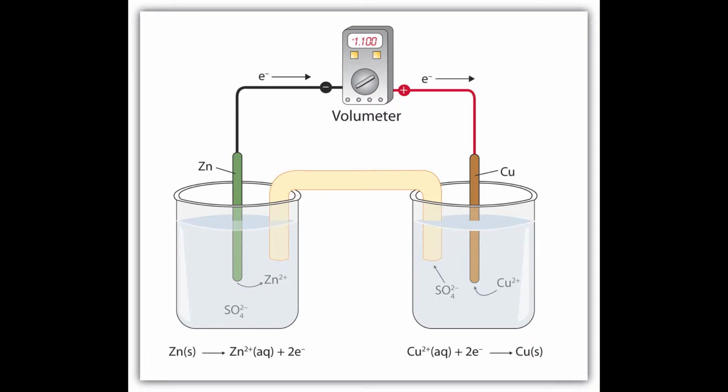A redox, or reduction-oxidation reaction, is a reaction in which one reactant is oxidized, or loses electrons, and one reactant is reduced, or gains electrons. We separate one redox reaction, such as zinc plus copper 2 plus ions yielding zinc 2 plus ions plus copper, into two half reactions. For this reaction, the half reactions would be copper 2 plus ions plus 2 electrons yielding copper metal, and zinc metal yielding zinc 2 plus ions plus 2 electrons.